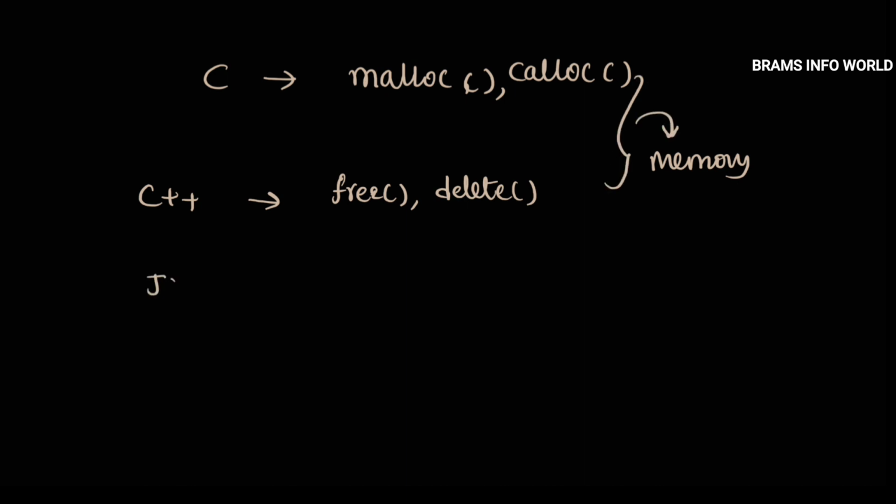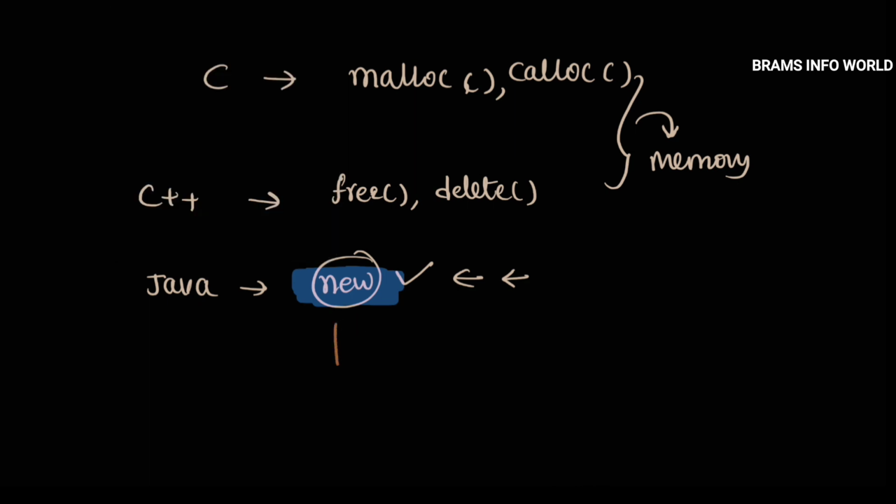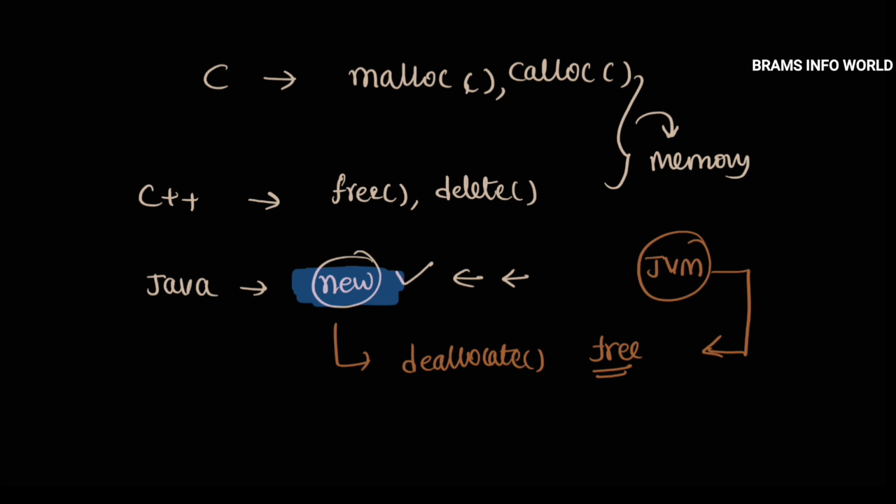But in Java language, to allocate memory, we use the new operator. With the help of the new operator, we allocate the memory. But how to deallocate, or free, the memory? Who will do this? This is done by the JVM, automatically, while running the program.